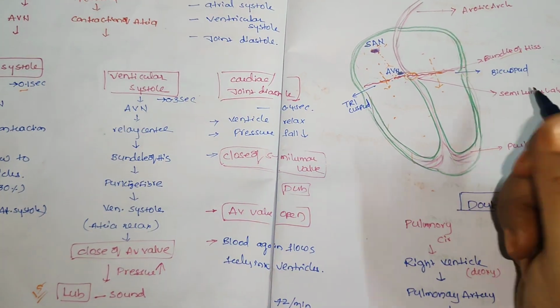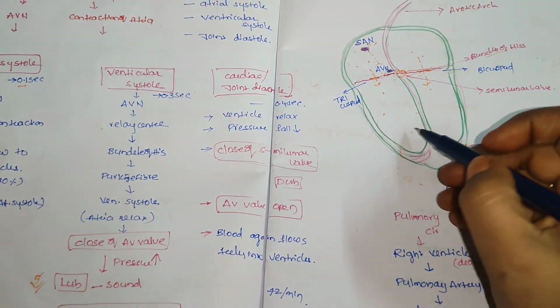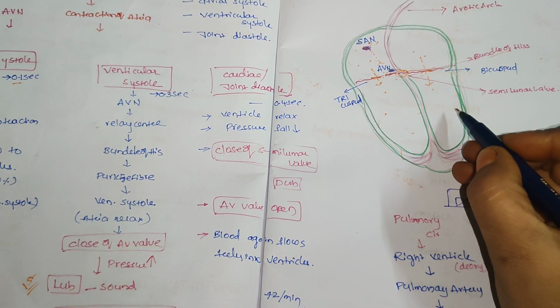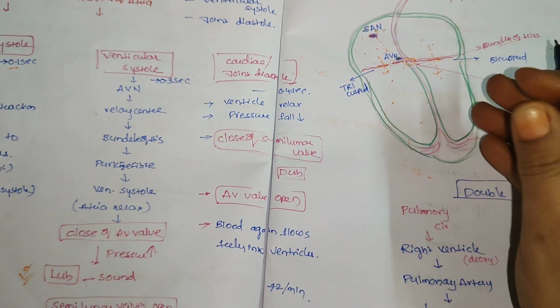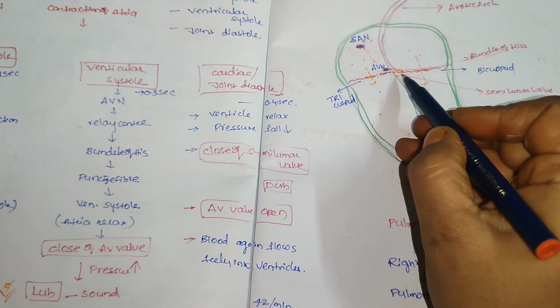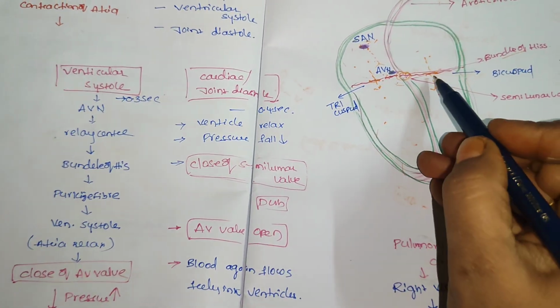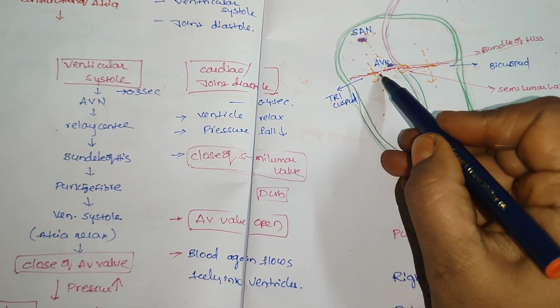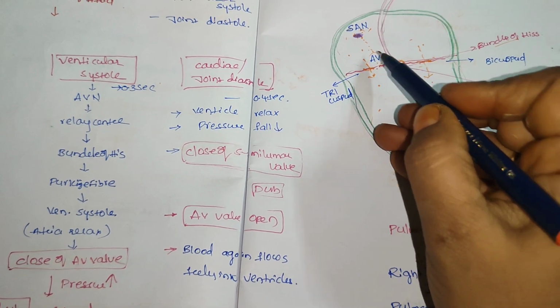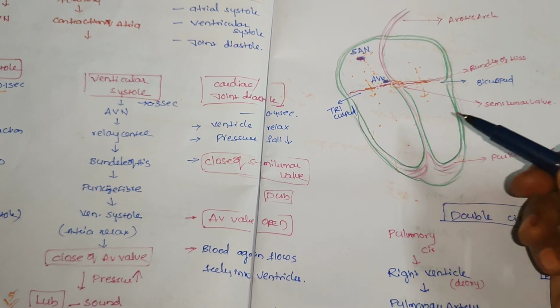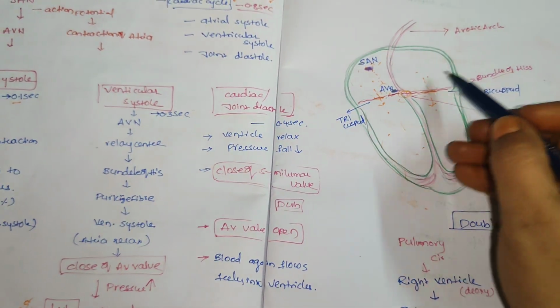Then cardiac diastole or joint diastole. Here it is opposite to ventricular systole. The ventricles are in the relaxed position. The pressure falls down. The semilunar valve closes, the AV valves open. When the AV valves open, meaning tricuspid and bicuspid open, the atria will send blood into the ventricles. So the cycle will start again.